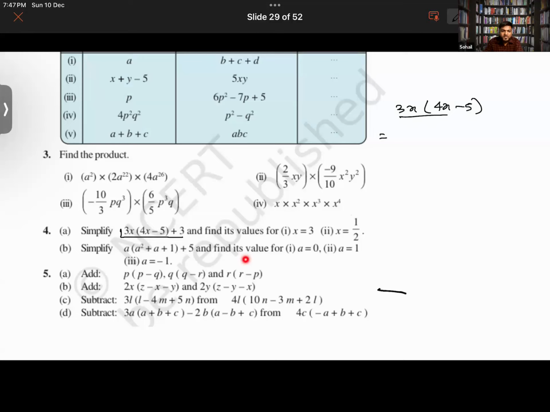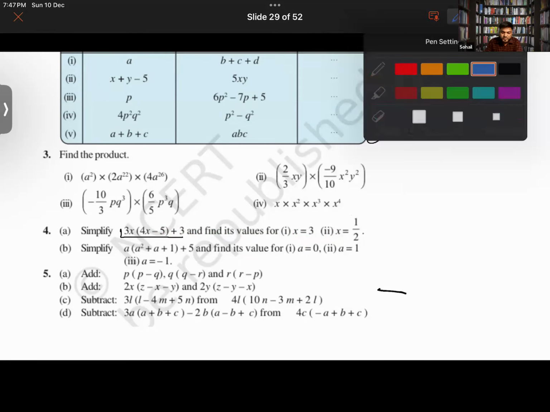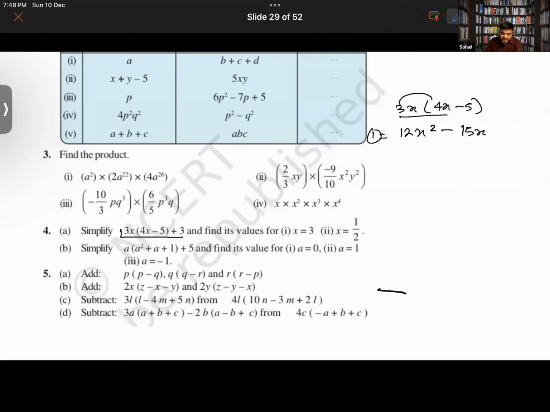You have to find its value for x equals, or what would be the value of this expression when x is equal to 3 or when x is equal to 1 upon 2. So we have to put the value in place of x. Exactly. So the first step is to simplify. That will be 12x square minus 15x. Now if you put 3 in terms of x here, that becomes what? Quickly tell me.